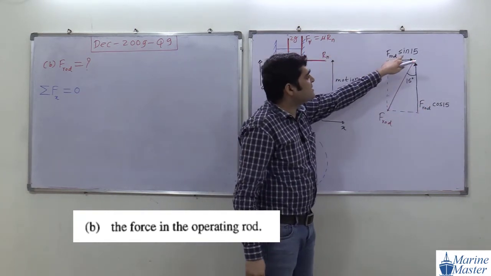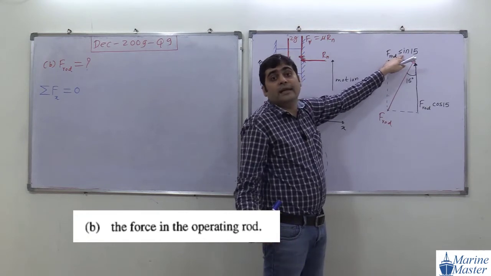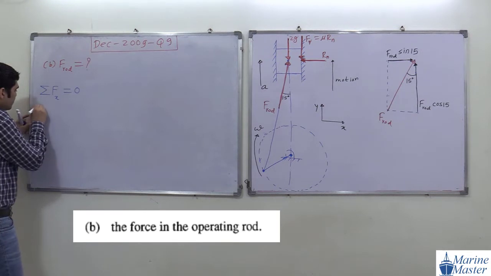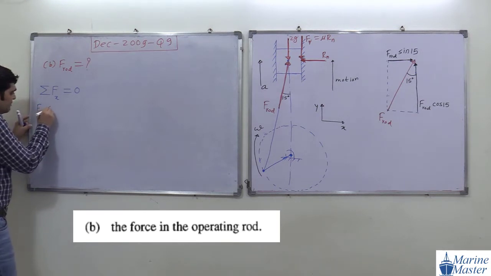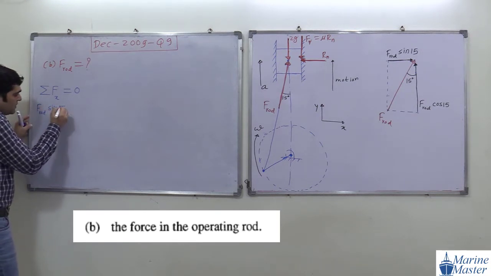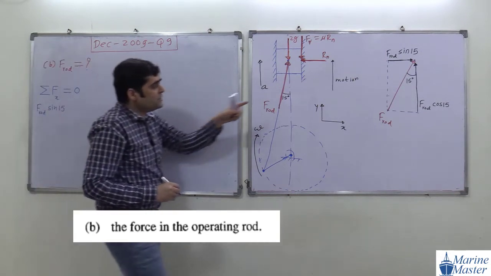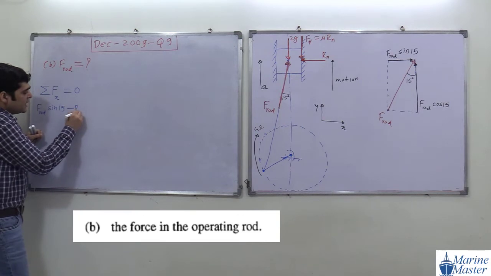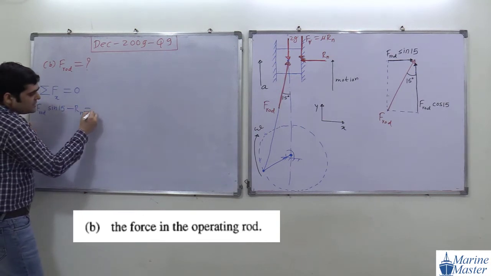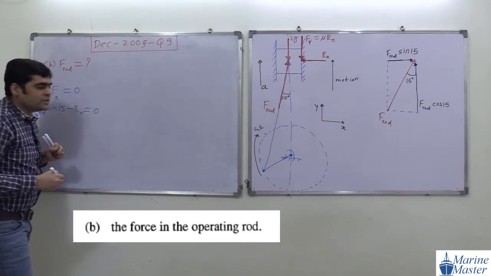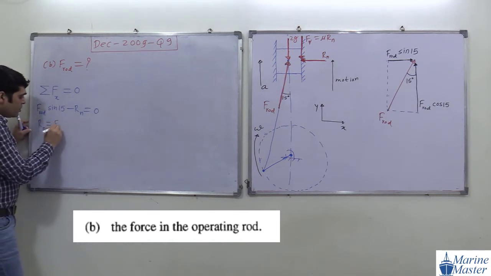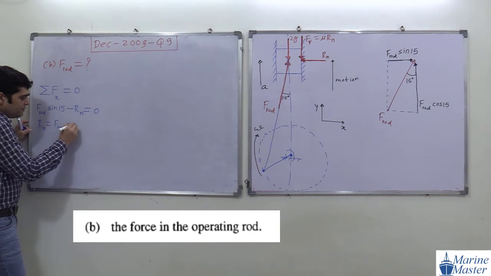So, this F rod sin 15 is in positive x direction. First of all, we are going to write down F rod sin 15. Then another force in x direction is Rn, so minus Rn, negative x direction here because it is on this side, equal to 0. Try to see the scenario here. So Rn will be equal to F rod into sin 15.